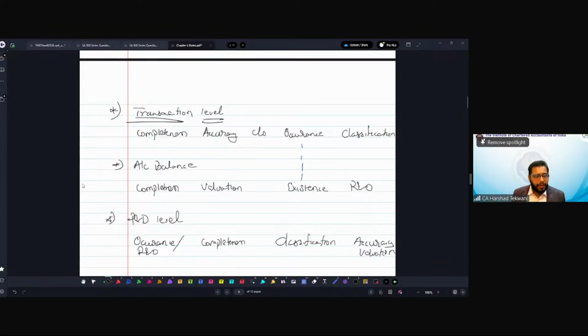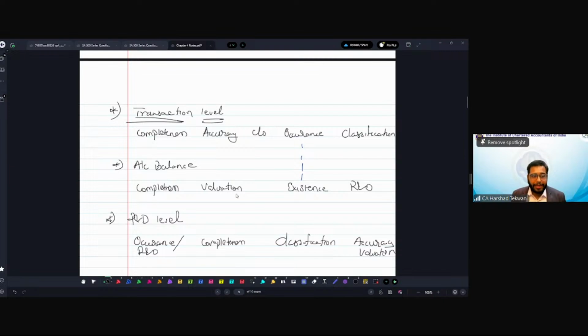Okay, so these are the four assertions at the presentation and disclosure level. And why I'm repeating these assertions is because we need to understand the risk at the assertion level. Remember, in our previous session, I showed you a risk control matrix file wherein we understand the risk at the assertion level.